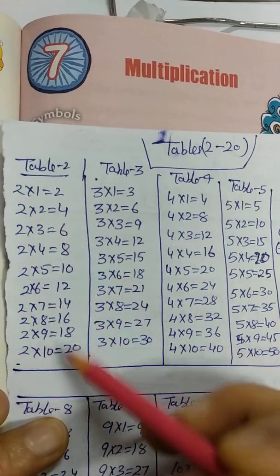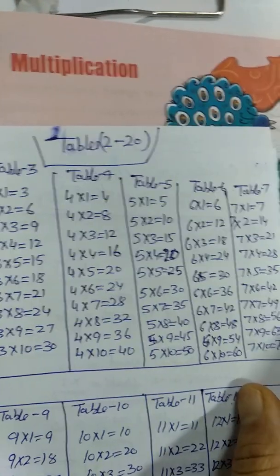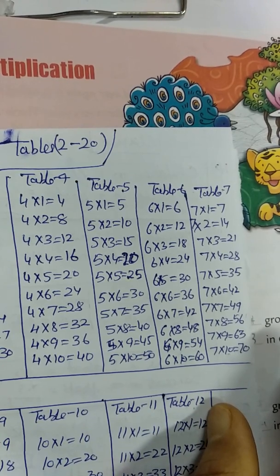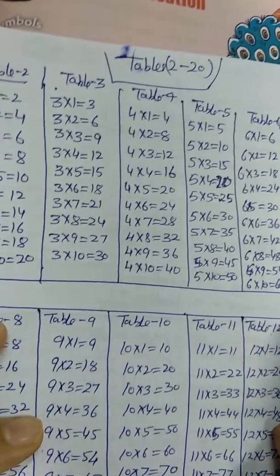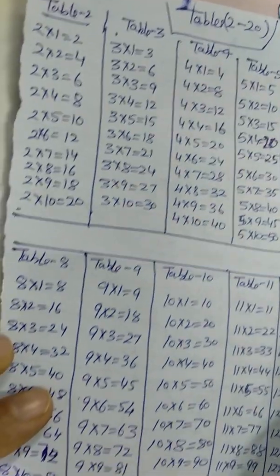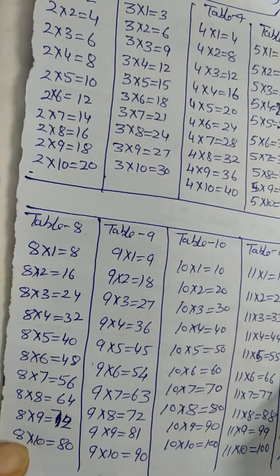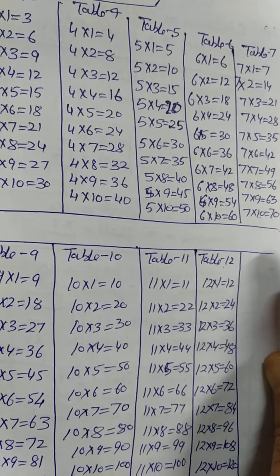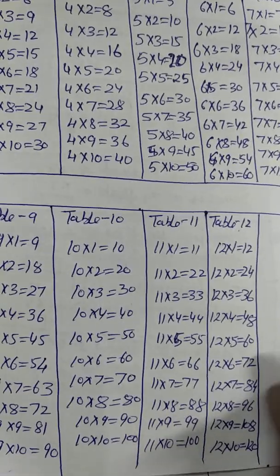Table of 2 is here, 3, 4, 5 and here it is 6, 7. Without tables you can't do multiplication. Okay, so I will share the video for these tables too, and here you can write tables 8, 9, 10, 11, 12. Then I have one more page, you can pause it to write the tables.